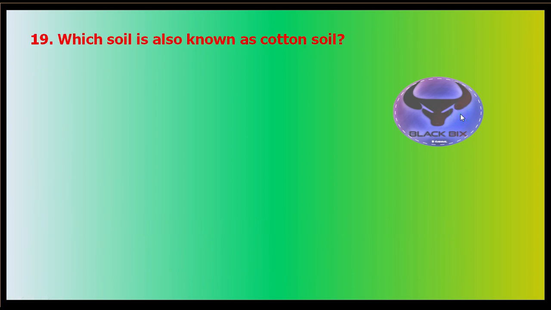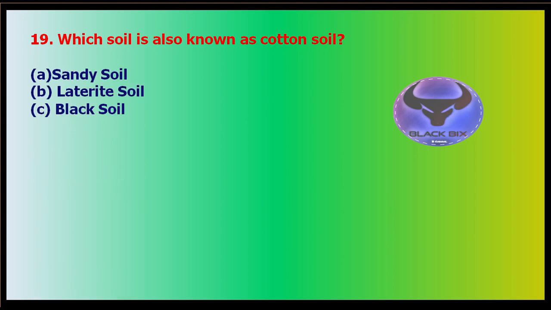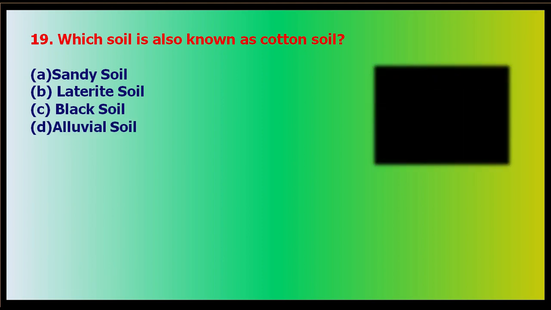Moving to question number 19. Question number 19 is, which soil is also known as cotton soil? You know it. Sandy soil, laterite soil, black soil, or the alluvial soil. And your time starts now.